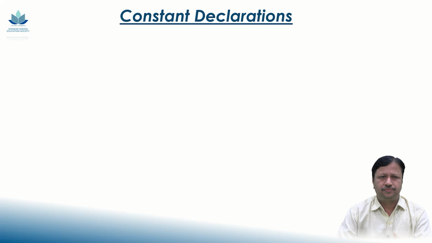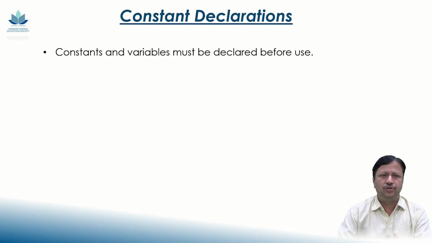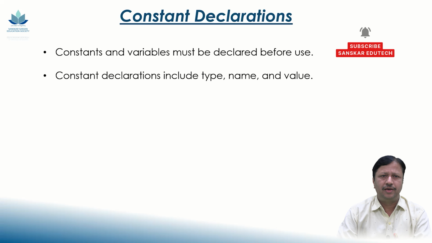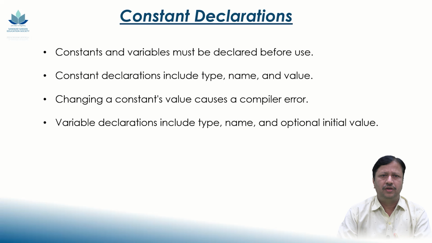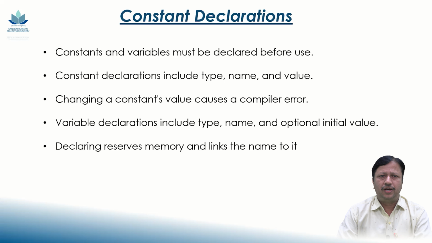Constant declaration. Constants and variables must be declared before use. Constant declarations include type, name and value. Changing a constant value causes a compiler error. Variable declarations include a type, name and optional initial value, which reserves memory and links the name to it.